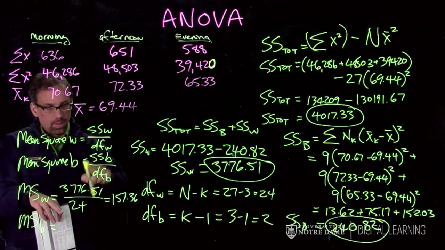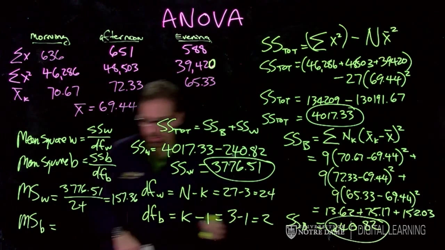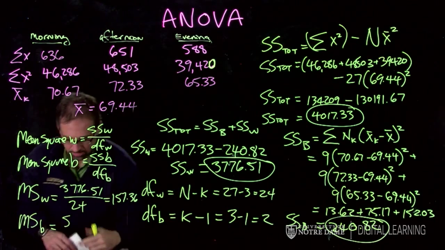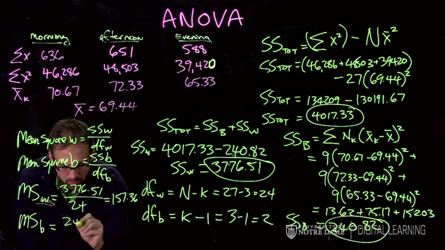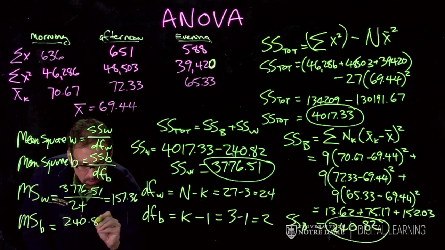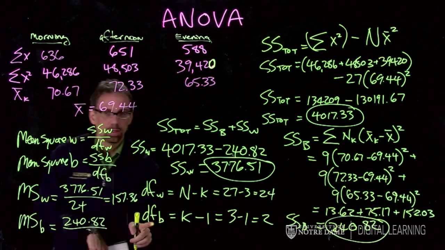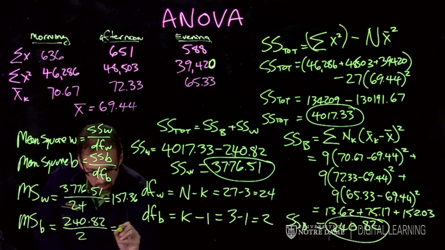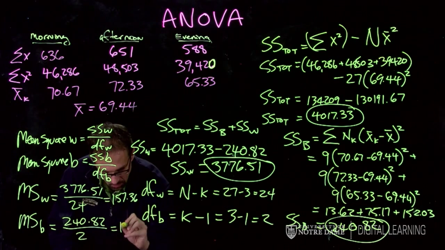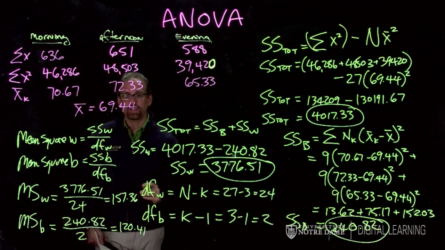And then the mean square between equals the sum of squares between, 240.82. We already calculated that before. 240.82 divided by its degrees of freedom, which we have right here, degrees of freedom between, and that was 2, we calculated. And so that equals 120.41. All right, and we're almost done now.